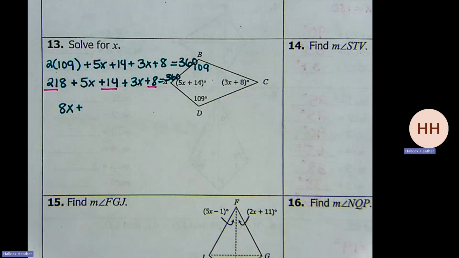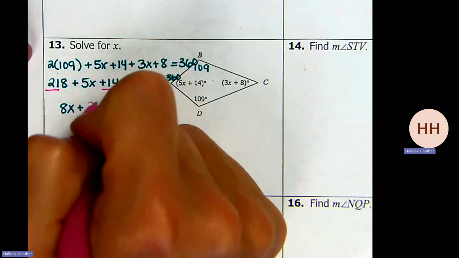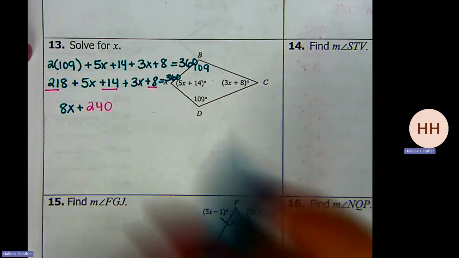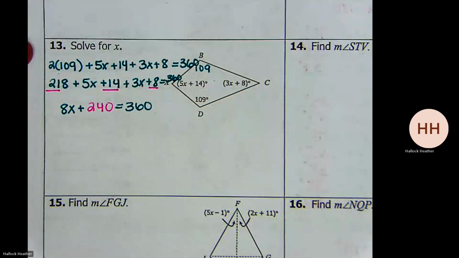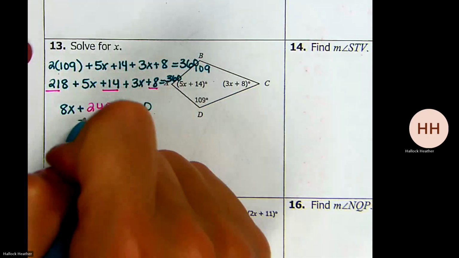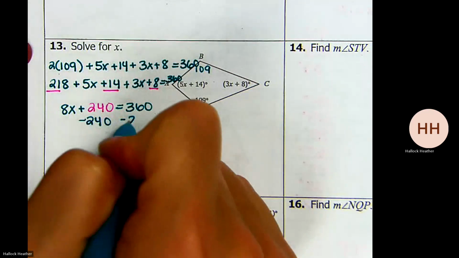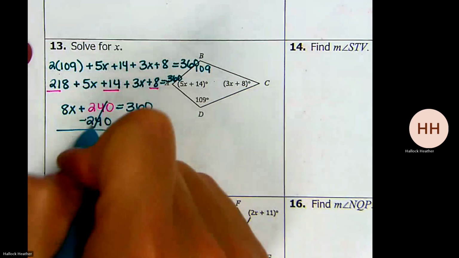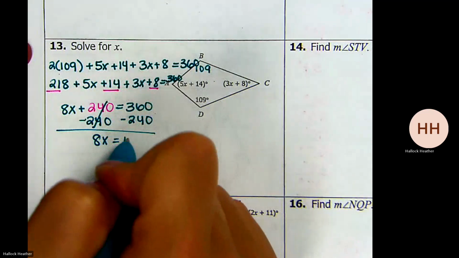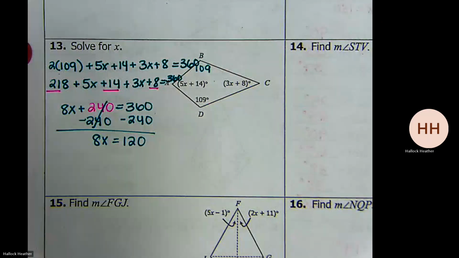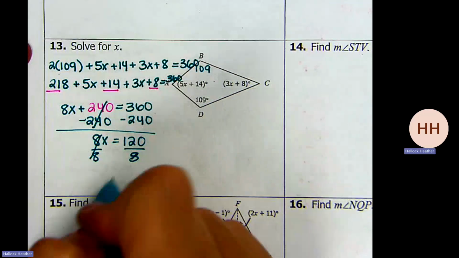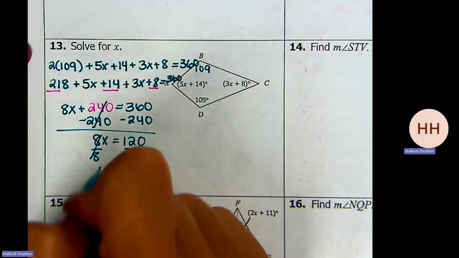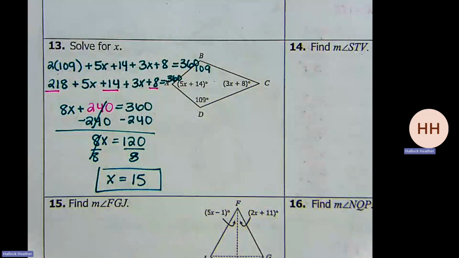218 plus 14 plus 8 plus 8x equals 360. So you should get 15 for your answer. And the nice thing is this one, you don't have to plug back in. So that's nice. So you just get 15.